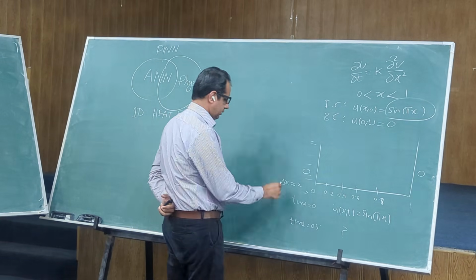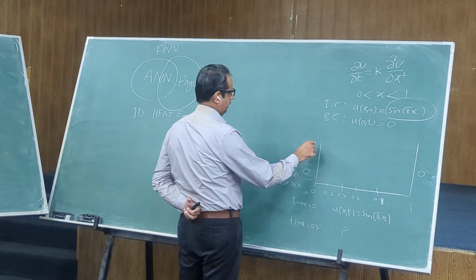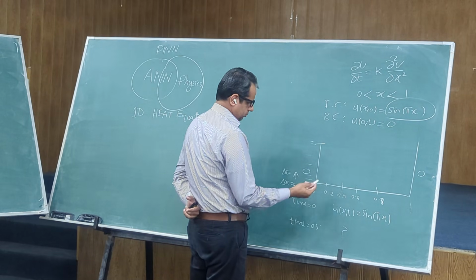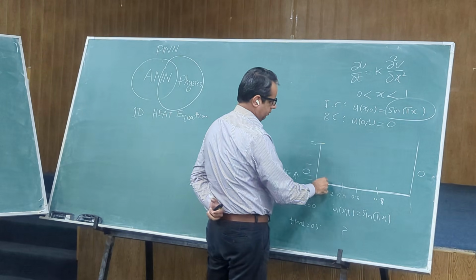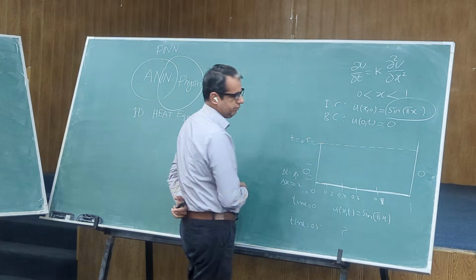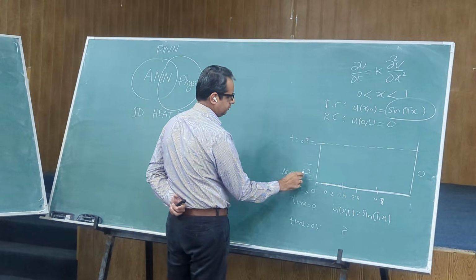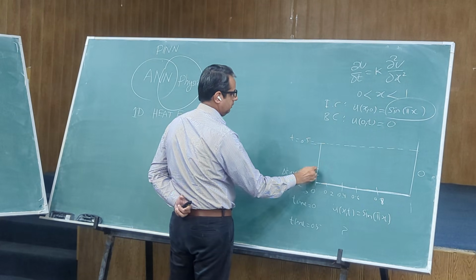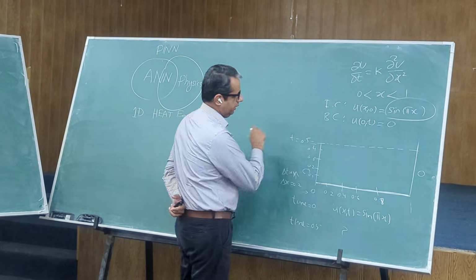The same we can do in the time direction, because this is a grid. You have the information at time 0 and you need the information at time 0.5. If I say delta t is 0.1, so this is 0, this is 0.1, this is 0.2, 0.3, 0.4 and 0.5.